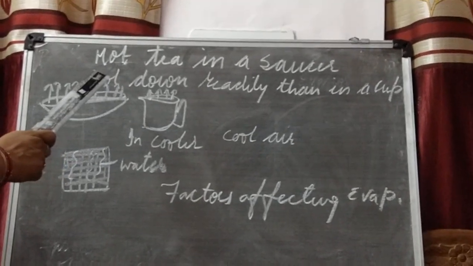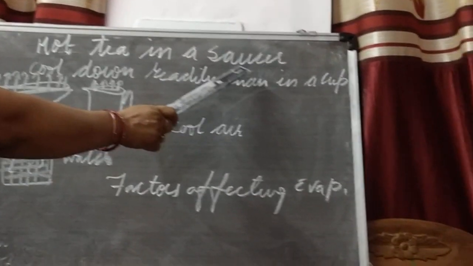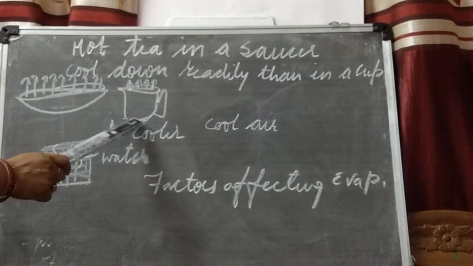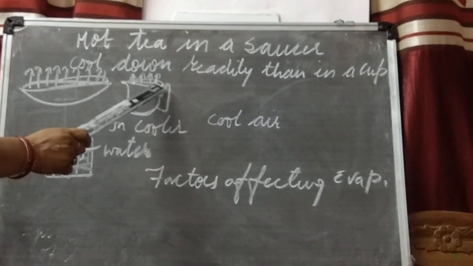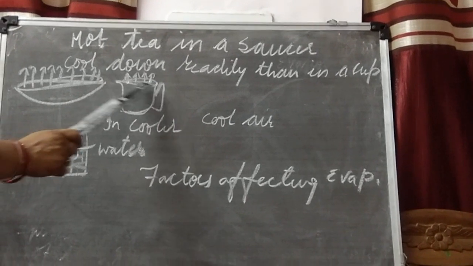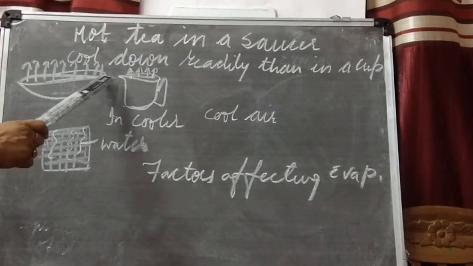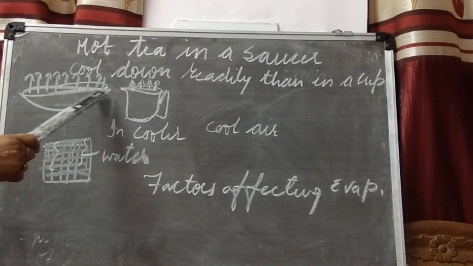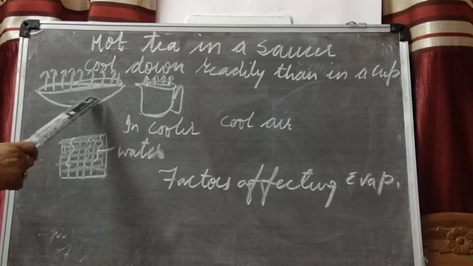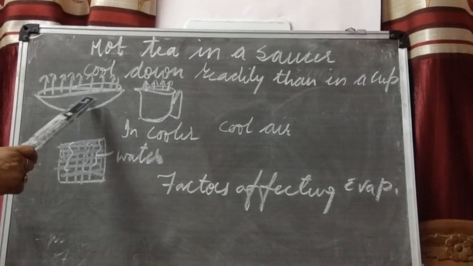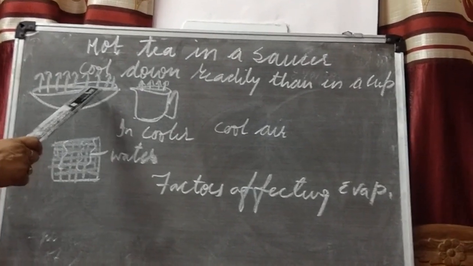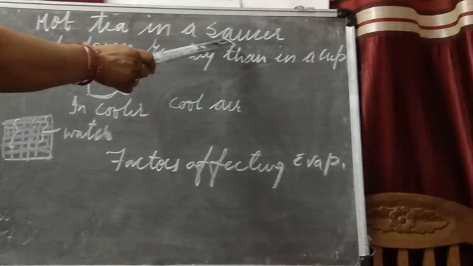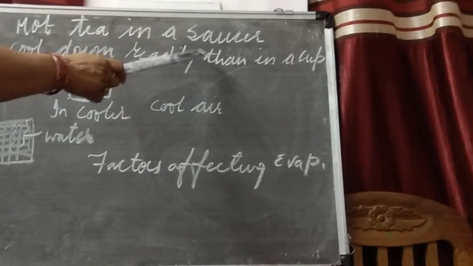I am taking one more example, students. Hot tea in a saucer cools down more readily than in a cup. Why? Because in case of a cup, fewer molecules are getting evaporated, because the surface area is less. But if you pour that tea in a saucer, more molecules get evaporated, and thus more cooling effect takes place. So that's why if we are in a hurry, we pour hot tea in a saucer. So the more the evaporation, the more the cooling effect.